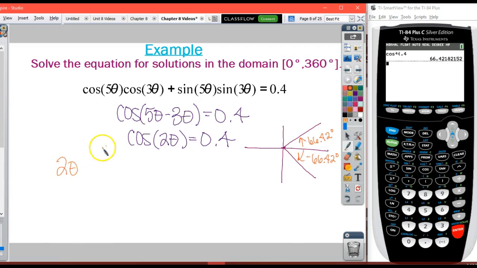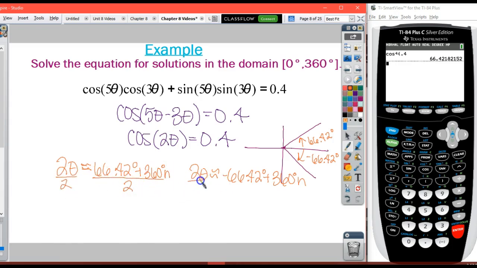So before I do that, I'm going to go ahead and set the inside equal to 66.42. And remember, this is approximately equal to. But to find more answers, I would add 360n. So usually that'd be my general solution, as well as negative 66.42 plus 360n. However, since this isn't just a theta, this is a 2 theta, I need to divide both of these answers by 2, which will then divide my periods both by 2. And so my period is no longer 360, it's actually 180. And you'll verify that when you solve for theta here.